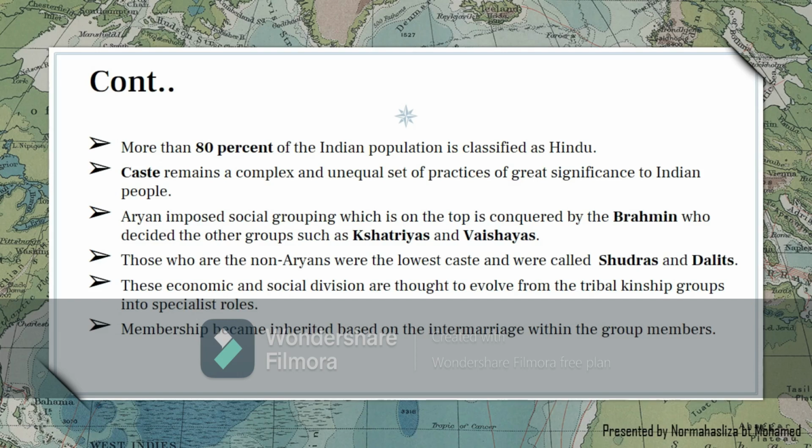The religious base of the major caste divisions was paralleled by the common interest of a group of people who work in similar craft industries of roughly equal status. These economic and social divisions are thought to have evolved from tribal kinship groups into specialist feudal ranks. Membership became hereditary based on intermarriage within the groups. Birth determines status in society.